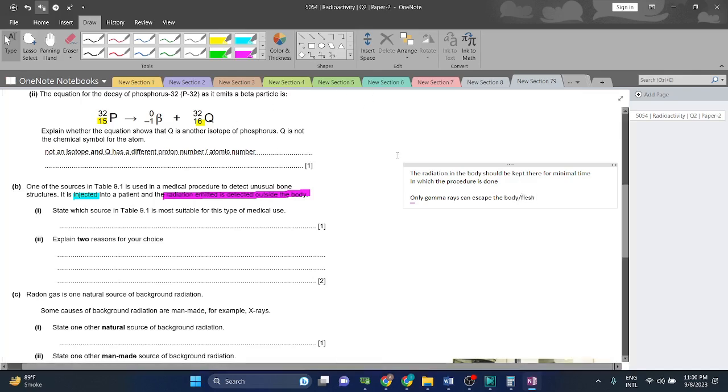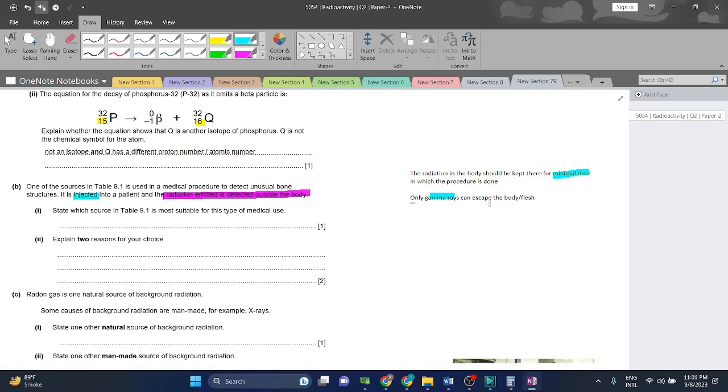ठीक है ना? So that gives us a clear cut answer that the radiation should be gamma and the time should be minimal, कम से कम होना चाहिए, and it should be the amount of time in which the procedure is done. So this gives us a lot of clues, right?